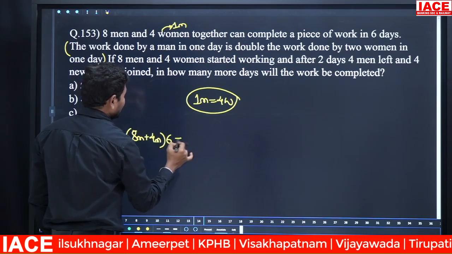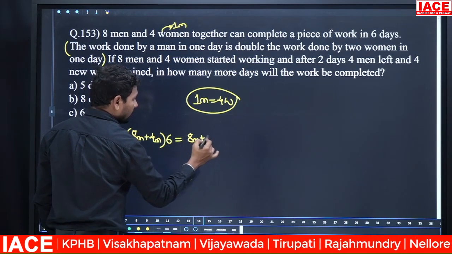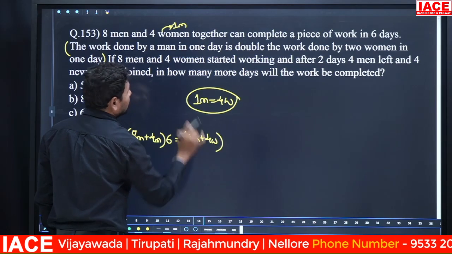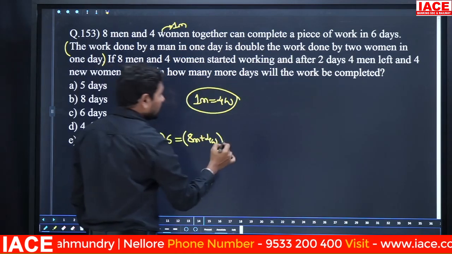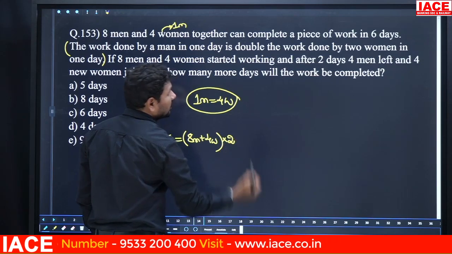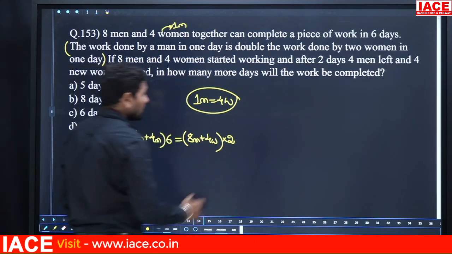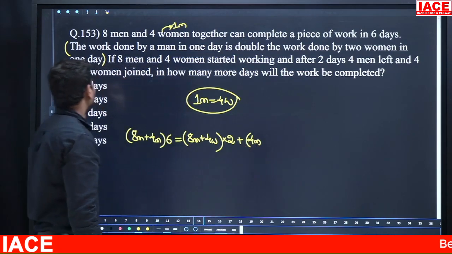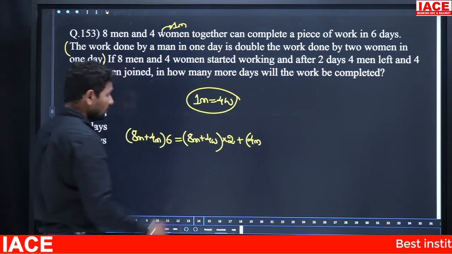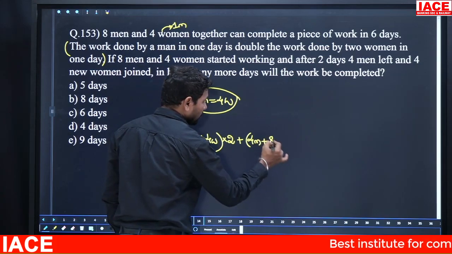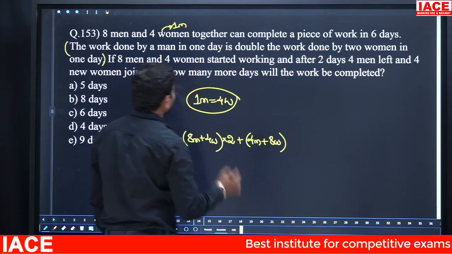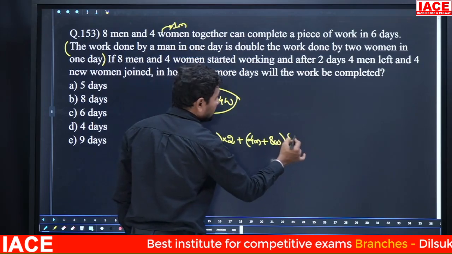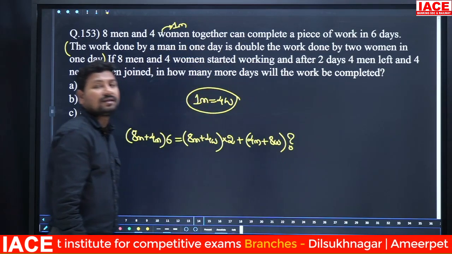6 days. The same work is started by 8 men and 4 women normally, but after 2 days, 4 men left. 4 men left means the remaining is how many men? 4 men, and 4 new women joined. 4 new women joined means it becomes how many women? 8 women. In how many more days will the work be completed?